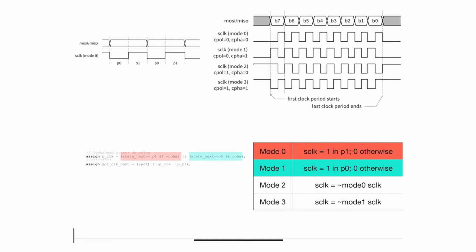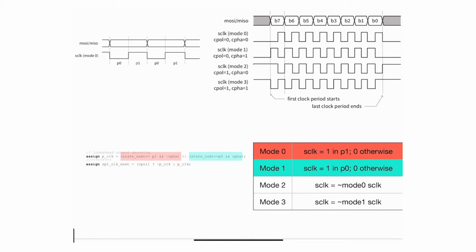This one here is telling me that if the next state is P1 and the C phase is 0, basically the phase is set to 0, like this one in here, okay, assert that particular clock. So if the next one is P1 and C phase is 0, you should assert it, and that's basically what's happening. Similarly in here, the other mode, which is mode 1, it's telling me if the next state is P0 and the C phase is asserted, you should actually raise the clock.